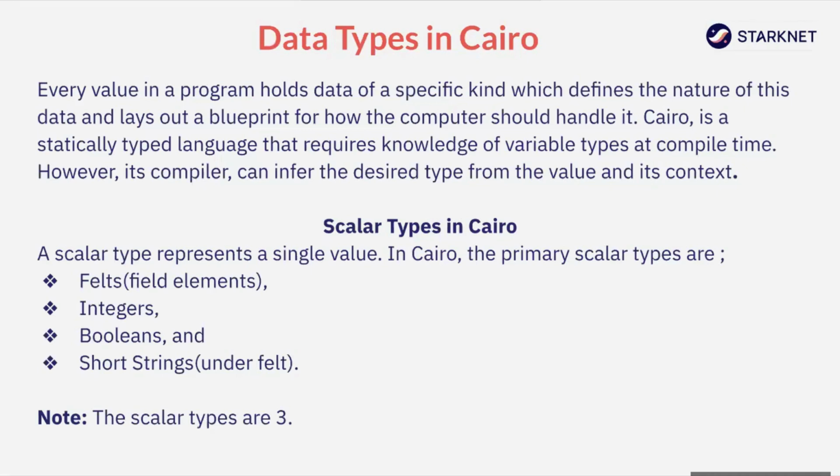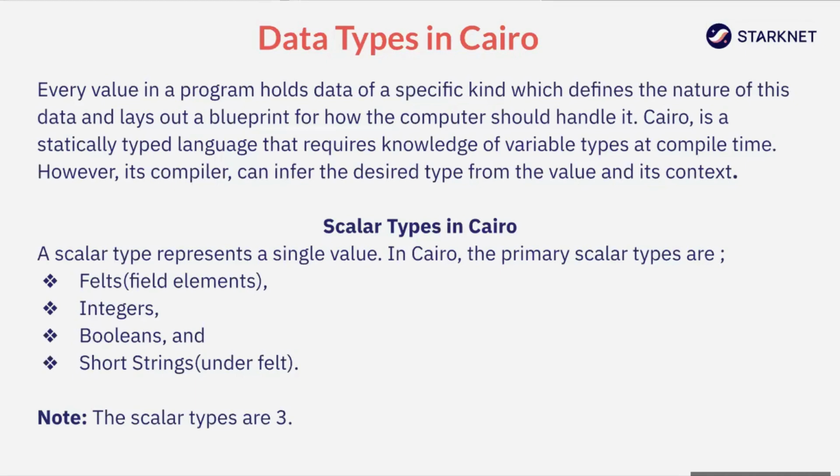And then for Cairo, you have to state the kind of data your variable holds at compile time. So we have two different types of data in Cairo. We have the scalar types and we have the compound types. A scalar type represents a single value, like an integer, a number, just a single value. We also have compound types, but I'll just be explaining scalar types right now.